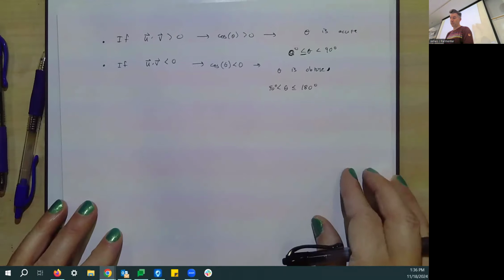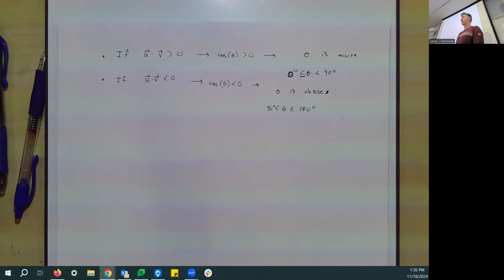I will point out for the previous problem, we knew that first angle was going to be obtuse because the dot product was negative. So we knew the angle was going to be more than 90 degrees.